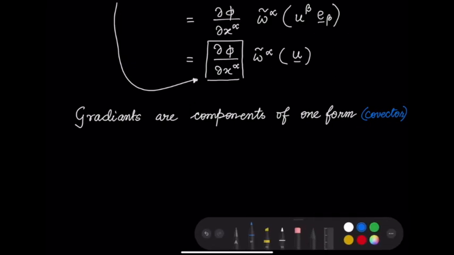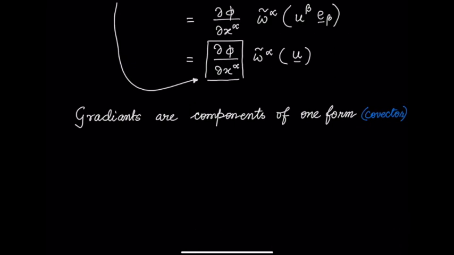How will these components transform? So let's also look at the transformation rules once. Do they transform the right way as a one form transforms? Well, let's see. So if I have del phi, let's first say what a transformation is.